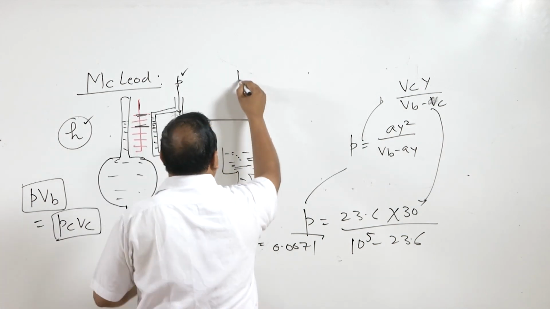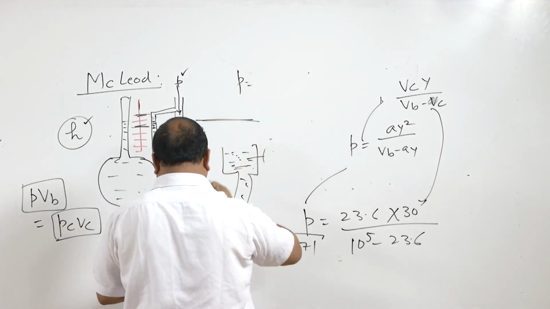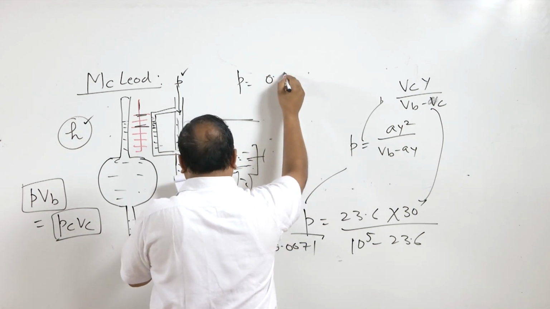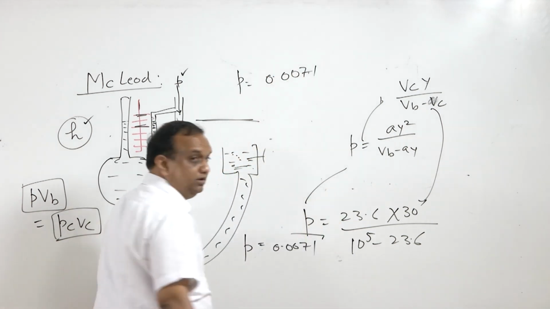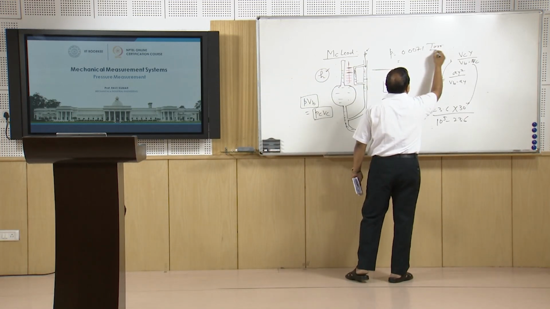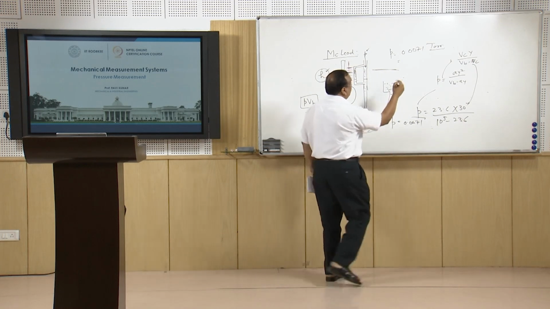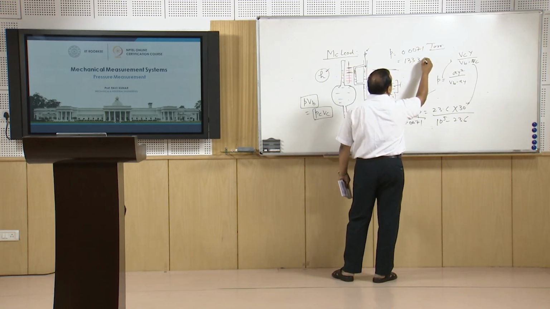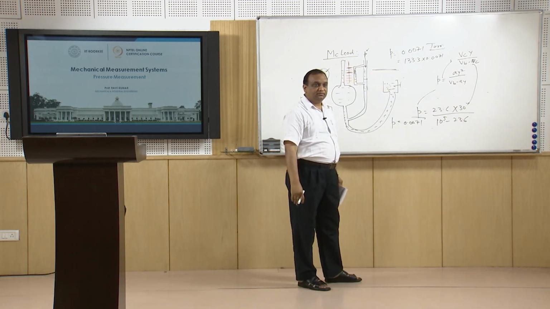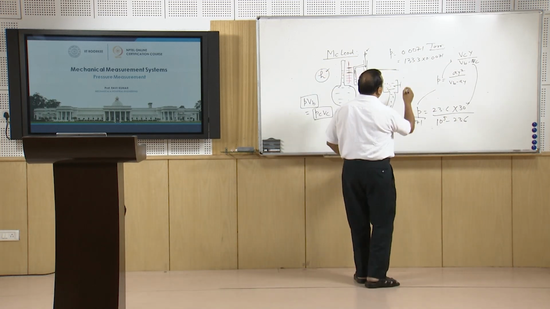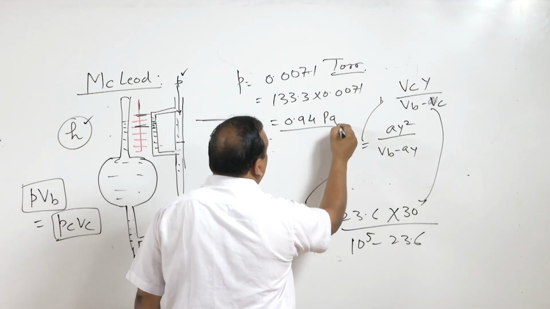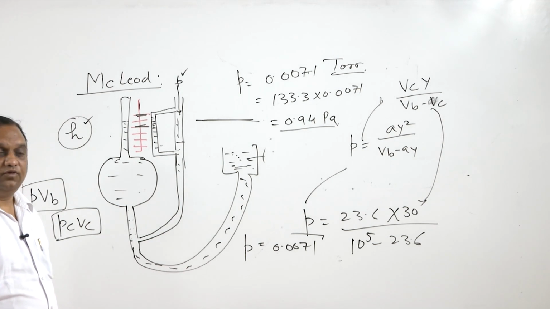And P is 0.0071 torr. If we multiply this by rho g, that is, by 133.3, we will get the pressure in pascals. So the pressure is 0.94 pascal.